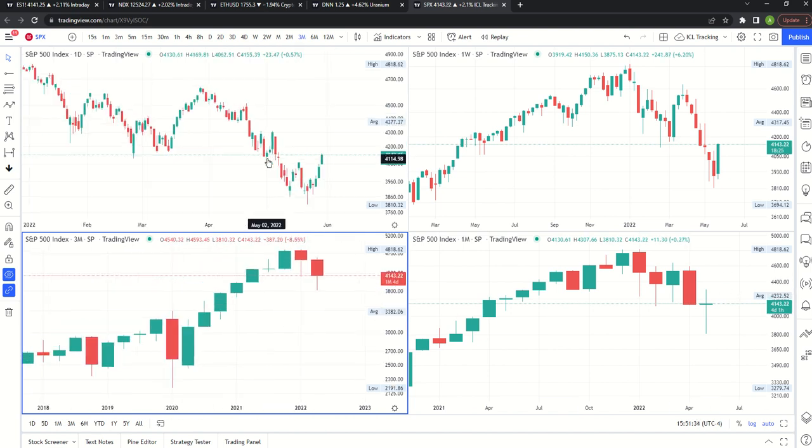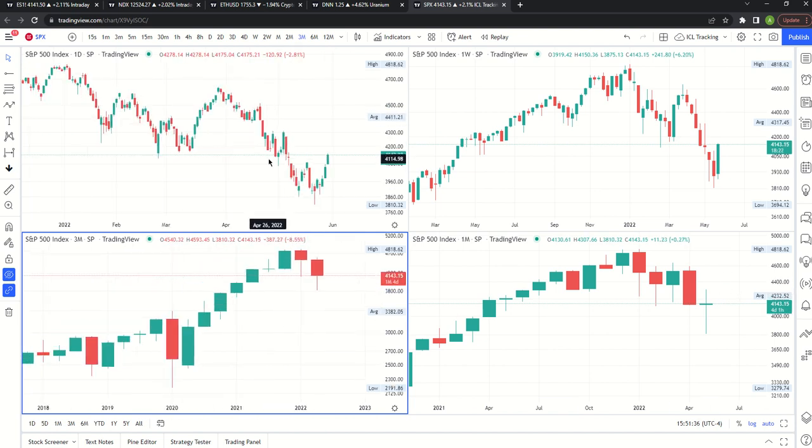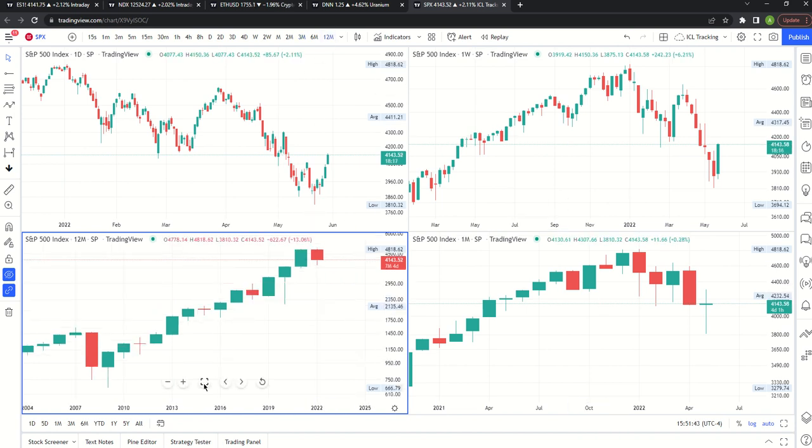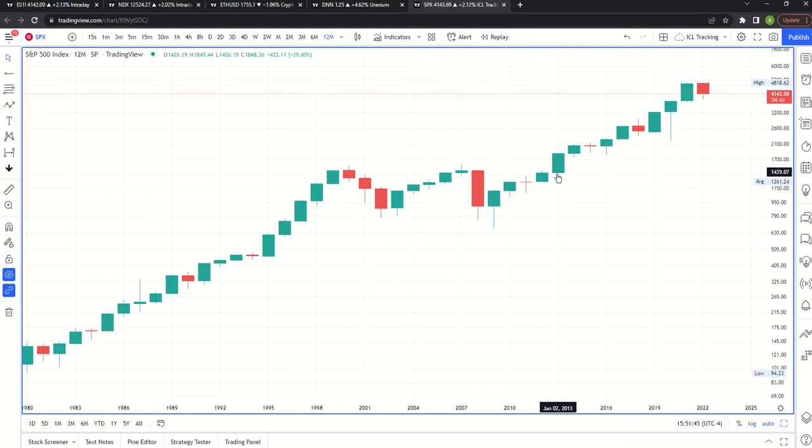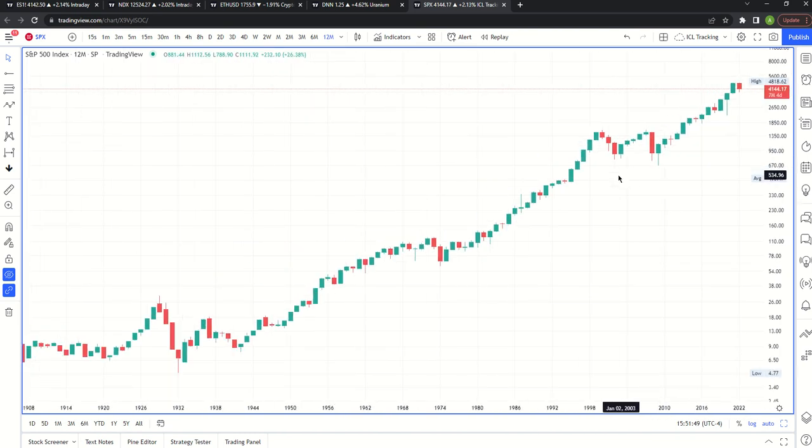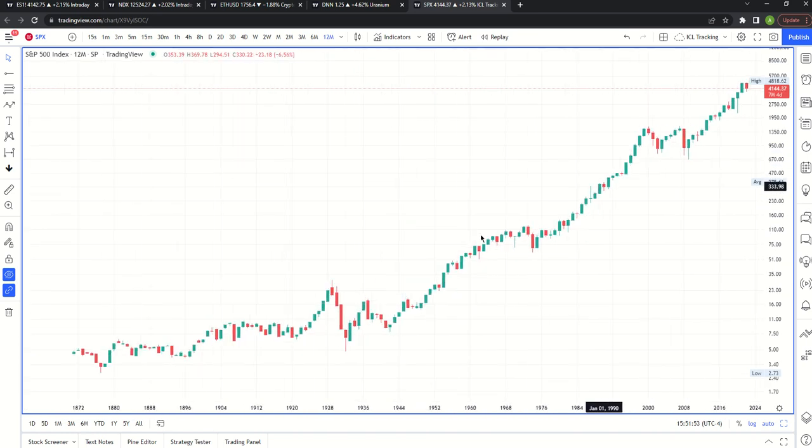So these are the major time frames I like to look at: daily, weekly, monthly. I look at the quarterly, and I also look at the 12-month. So in this chart, every candle is actually an entire year. So you can easily go back all the way to the 1870s, right? And look at what each of these is: one year of price action.